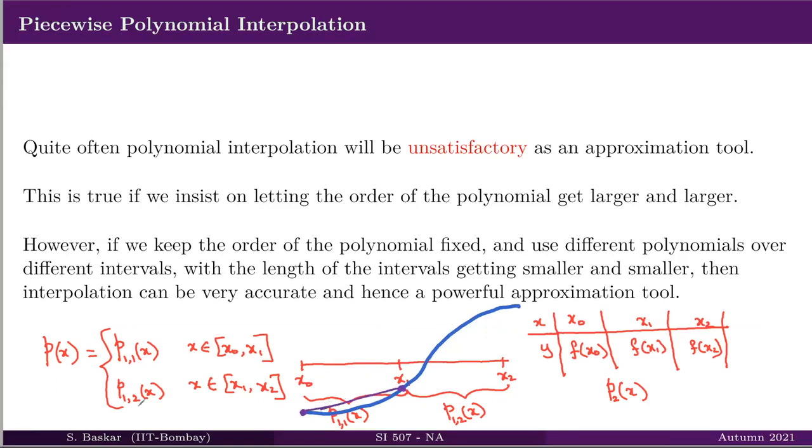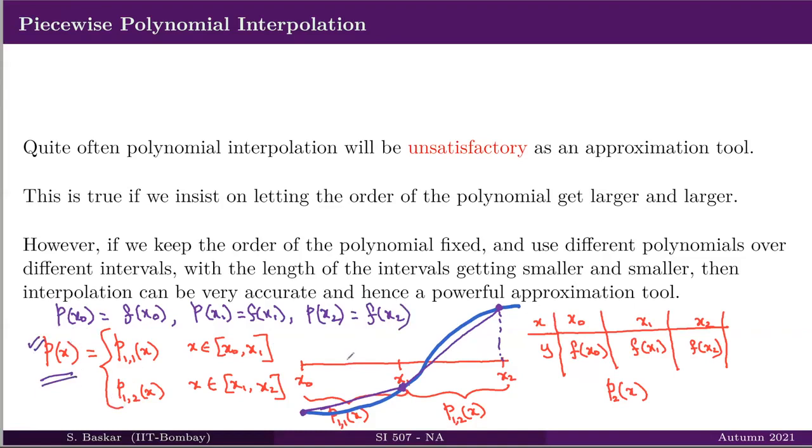And P12 is the straight line joining these 2 points. Now you can see that the interpolation conditions are satisfied. That is, P of x0 is precisely f of x0 and so on, right? P of x1 is equal to f of x1. P of x2 is equal to f of x2. So interpolation conditions are satisfied, but it is not a polynomial. It's only a piecewise polynomial. Therefore, this is a piecewise polynomial interpolation for the function f of x.